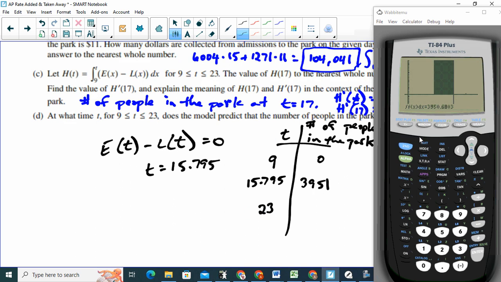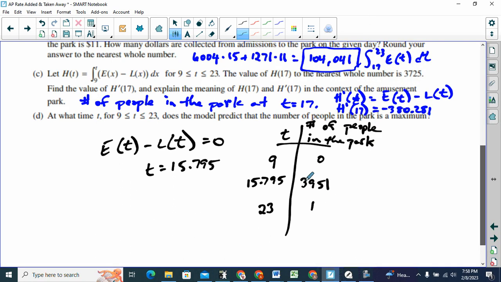To check 23, we are going to integrate starting at 9 and ending at 23. Add the initial number of people, which is 0. Looks like one person's left when they close. So it makes sense that their ending time is not when they have the most number of people in the park, but this proves it. It just asks us to predict the time. We have proven that we have a maximum number of people at time 15.795.